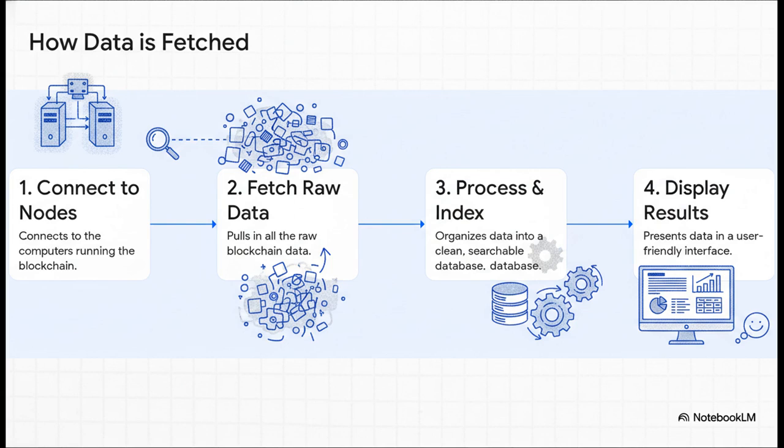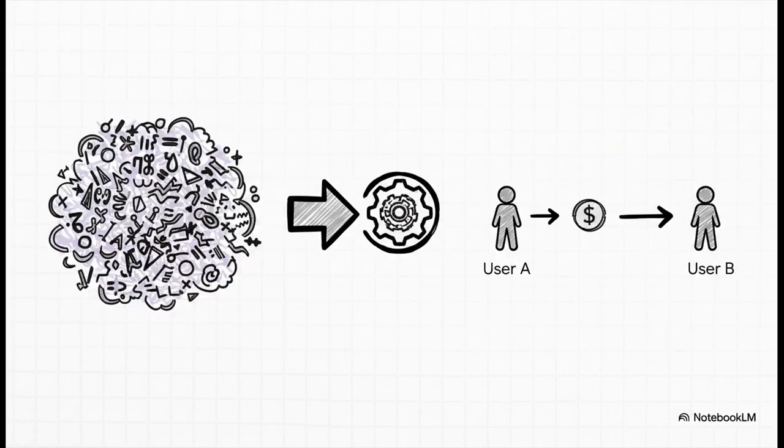First, the Explorer connects directly to the computers that are running the blockchain. We call those nodes. Second, it pulls in all the raw, messy data. Third, and this is the most important part, it processes and organizes all that data into a clean, searchable database. And finally, it serves it all up to you in a simple, easy-to-read interface. And that right there is the Explorer's main job, translation. It takes something that looks like pure computer gibberish and turns it into a plain English sentence that anyone can understand. It's basically the ultimate decoder ring for the blockchain.